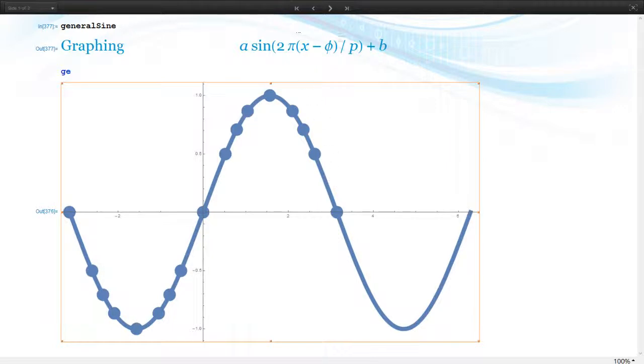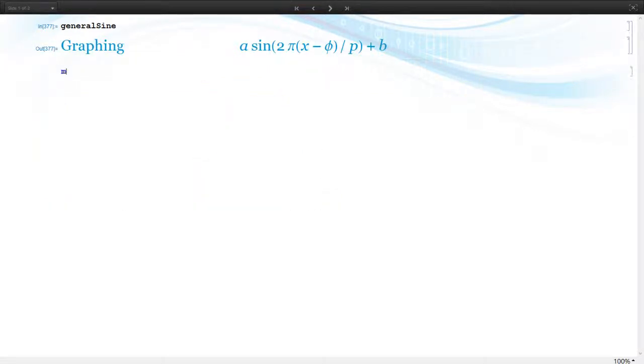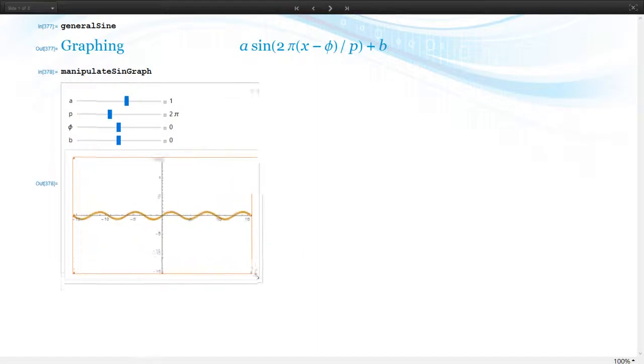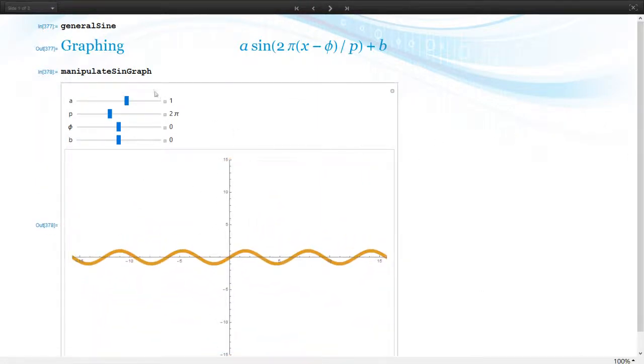So now that we've seen this graph, let's play around with what this would look like. So let me put another graph on the screen. This is a graph that we can play with. The values of A, P, Phi, and B are listed here on the screen, and we can change their value.